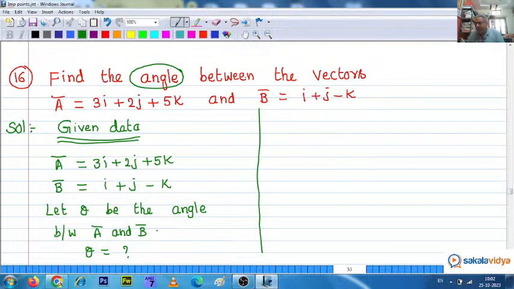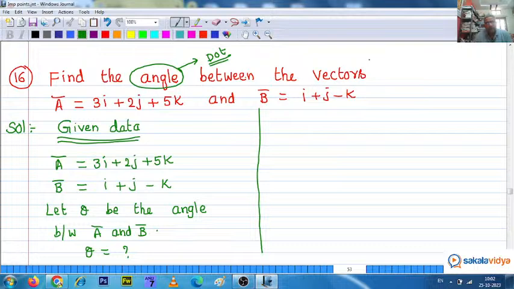Better to find the angle with the help of the dot product only. With the help of the cross product also we can find it, but that is very difficult. So whenever you are asked for an angle, you must remember the dot product. That you need to keep in mind. So angle means simply dot product.